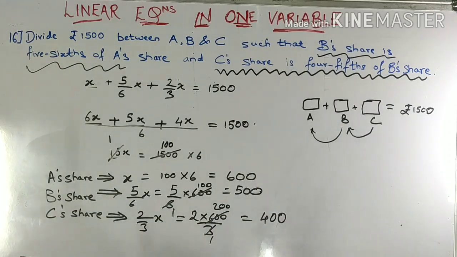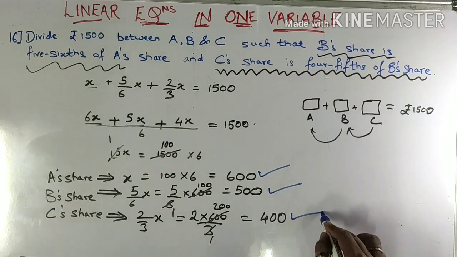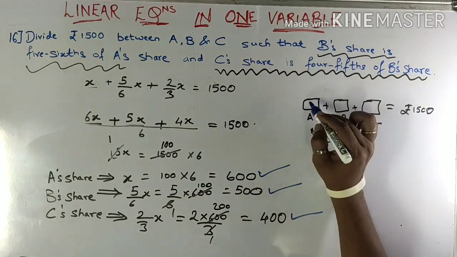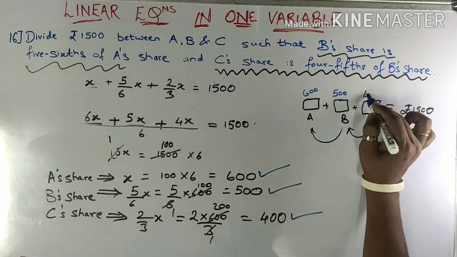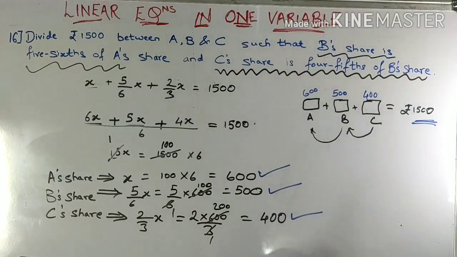So which are the 3 shares that we have found? A's share is 600, B's share is 500, C's share is 400. We can cross check our answer by substituting over here. This is 600, 500, 400. On addition, it should give me 1500.